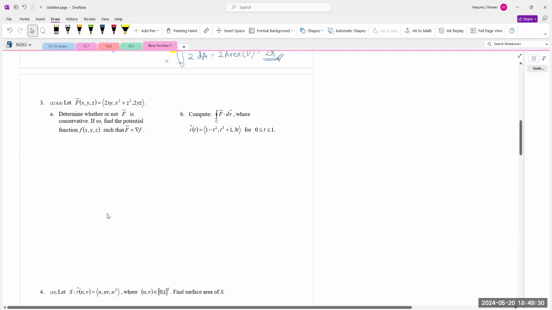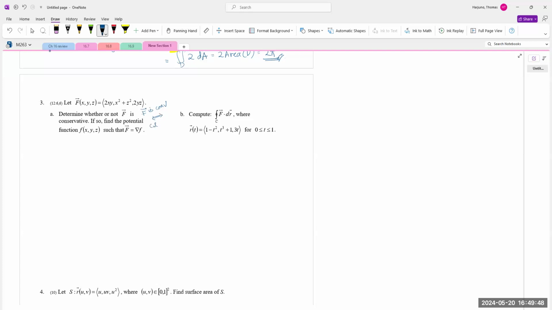Determine whether or not vector field F is conservative. Well, to know if it is conservative or not, vector field F is conservative if and only if the curl of vector field F equals vector 0. Okay, so that's what we are checking now.